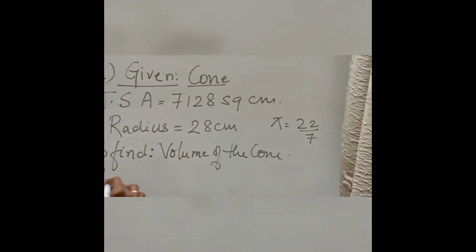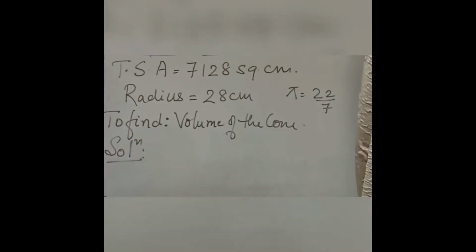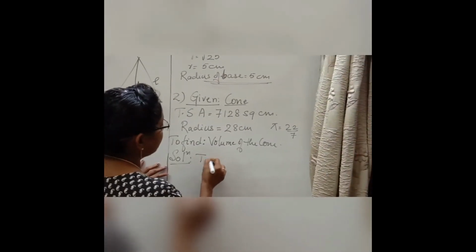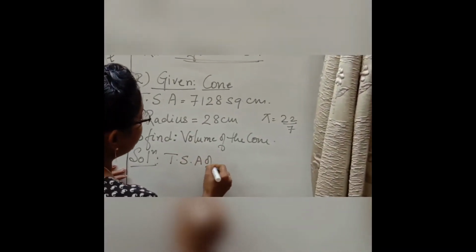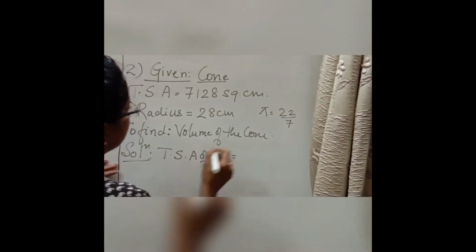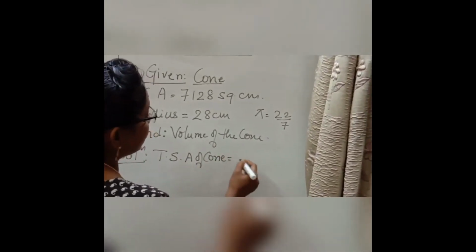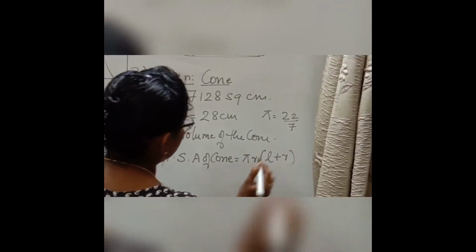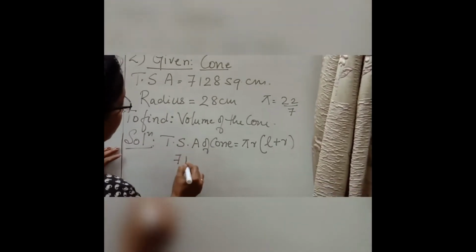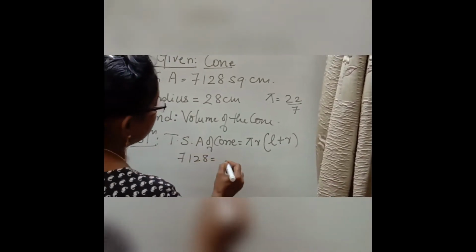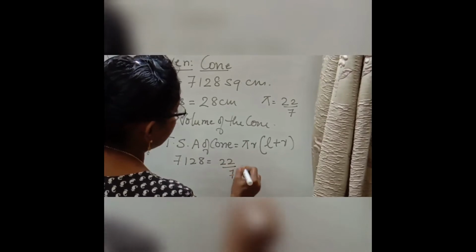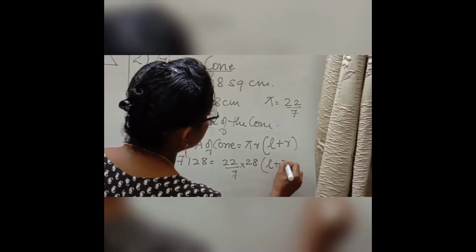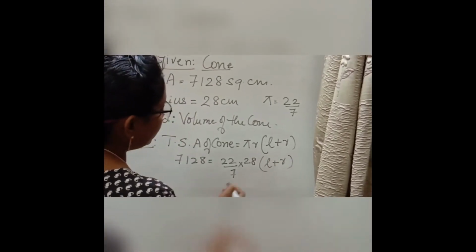So, solution, students. What is given, from that we will start. Total surface area of cone is equal to, the formula we will write, pi r into L plus r. Put the value here. 7128 is equal to 22/7 into r, which is given as 28, into L plus r. We don't know L, we have to find it.